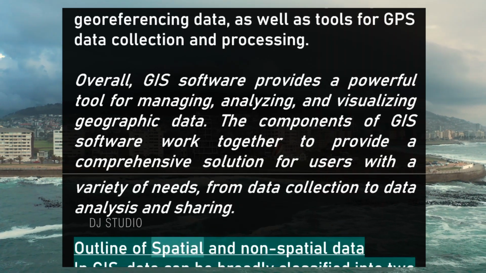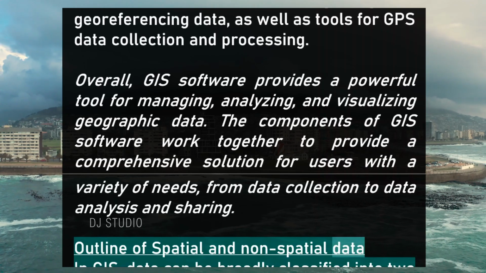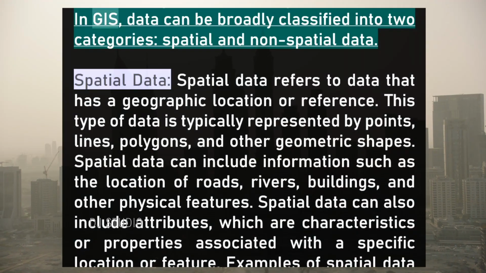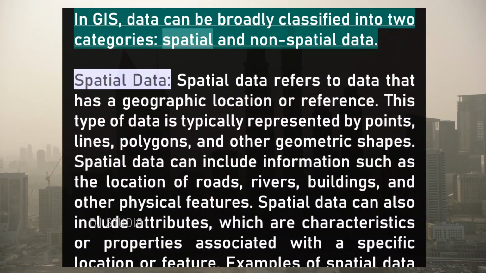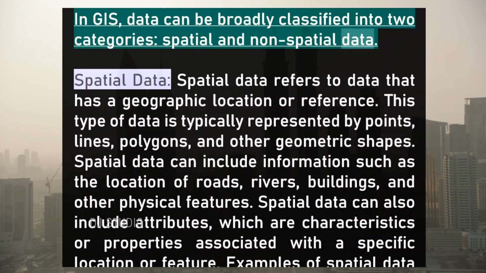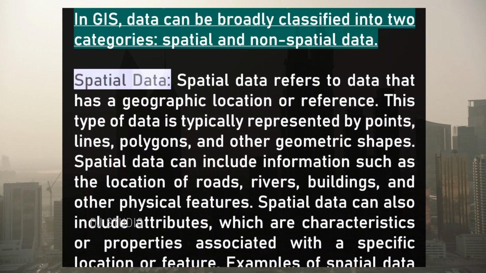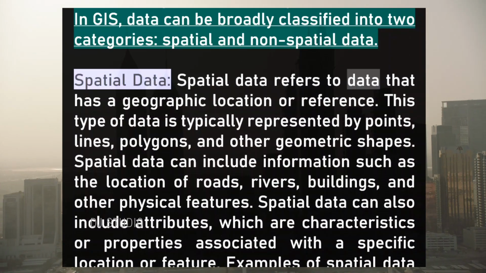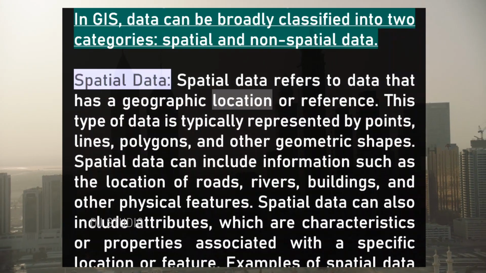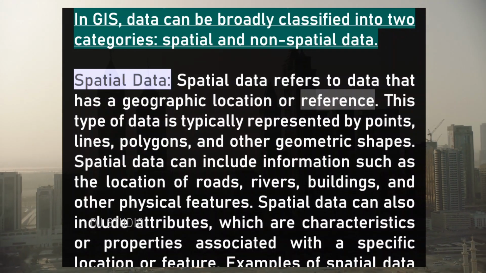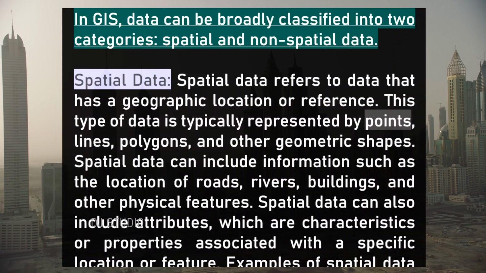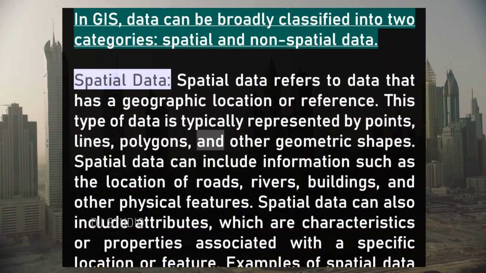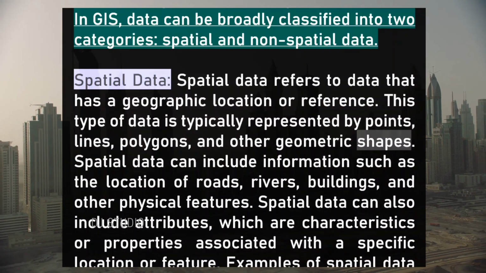Outline of spatial and non-spatial data. In GIS, data can be broadly classified into two categories: spatial and non-spatial data. Spatial data. Spatial data refers to data that has a geographic location or reference. This type of data is typically represented by points, lines, polygons, and other geometric shapes.